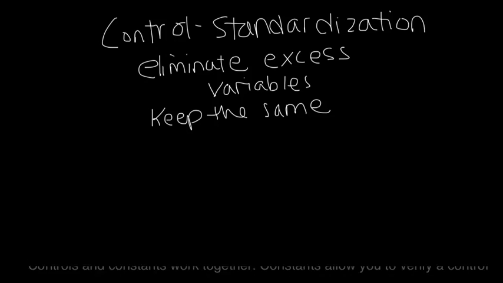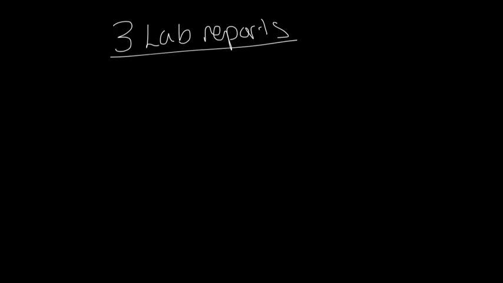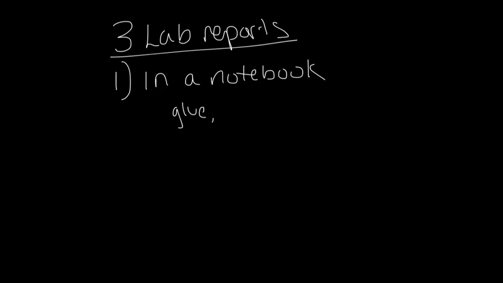So those are variables. In this class, there will be 3 types of lab reports. So the first one you're already familiar with, it's the standard in a notebook. So in the lab notebook, this is where you glue, you hit all major parts, so major procedures, hypothesis, and so forth. That's pretty standard. You've been doing that one for a long time, making sure you glue and keep it, numbering the pages.